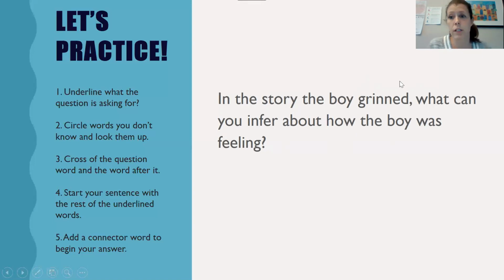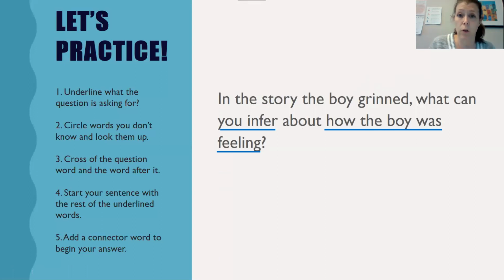I see some question words here. I see what can you infer? So they want me to infer. And what do they want me to infer about? How the boy was feeling. I see 2 question words here. So first we have to underline what they want us to do. They want us to infer how the boy was feeling. Okay, so that's what I have to do in the question.